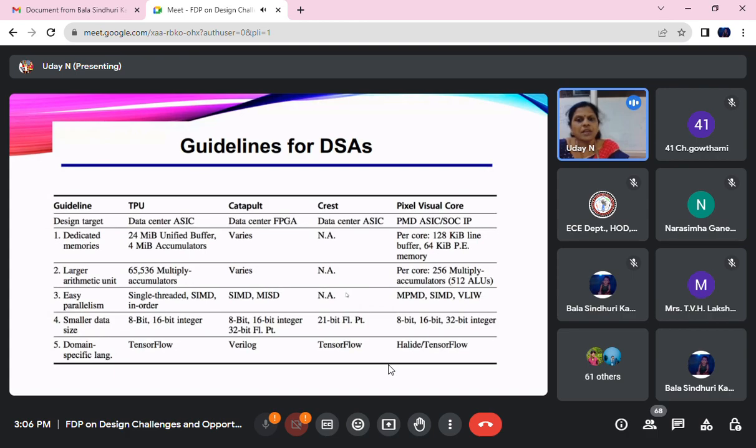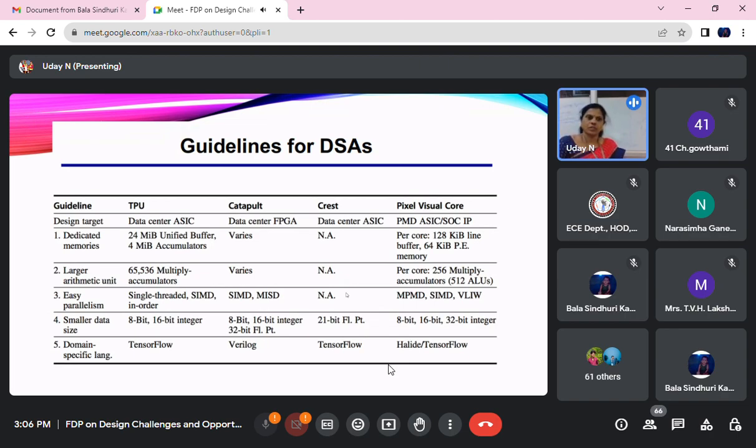So you can see the memory size of 24 million bits, 4 million bit accumulators, 65,536 MACs, so easy parallelism is there, but with a smaller data size, they are considering only 8-bit and 16-bit integers. And of course, the crest is using a little bit bigger data size with 21-bit floating point operations. And each of them is using a domain-specific language. For example, the tensor processing unit is following TensorFlow, and catapult is using Verilog. Except catapult, all of them are using TensorFlow.